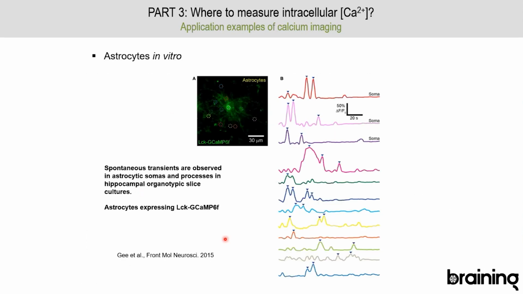And we can also see astrocytes in vitro. So it's the same procedure. In this case, it's a GCaMP6 protein. Different spots of the astrocyte were selected, and the calcium signaling was observed in these different spots.